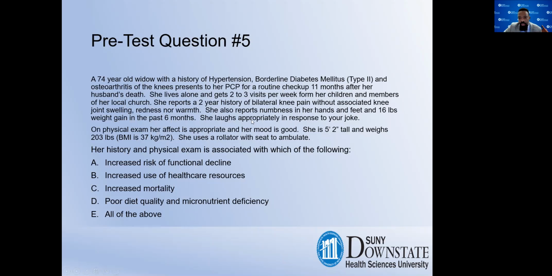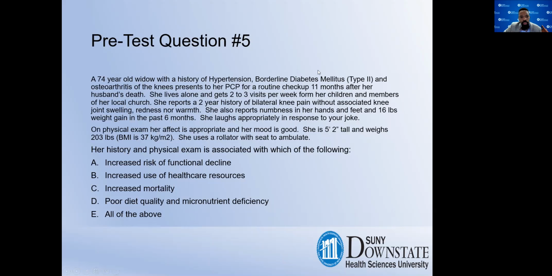16-pound weight gain. She's gaining weight, but is her diet balanced, right? She laughs appropriately, that has meaning. Her BMI is 37. She has a good mood. She uses a rollator with seat to walk. So her history and physical exam is associated with which of the following?